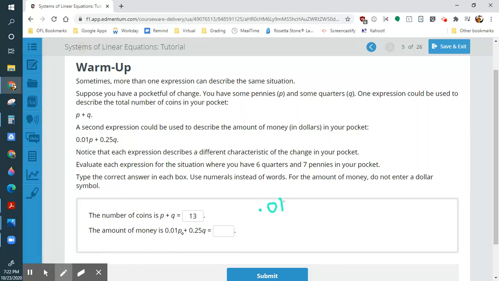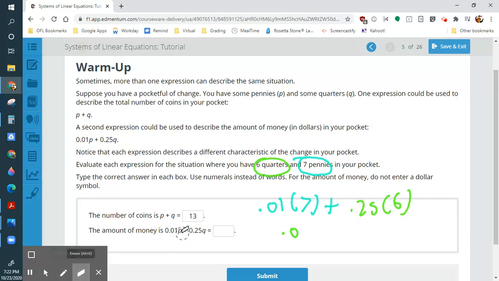So we're doing 0.01 times the amount of pennies, so 7 pennies, we're going to multiply it by 7. Plus we're going to do 0.25 times the number of quarters, which in this case is 6. So if we do this, we get 0.07. I want to stay consistent with my colors here for you guys. Plus we're going to add our quarters, and if we have 6 quarters, this is why I'm able to do times 25 easy: 6 quarters is $1.50.